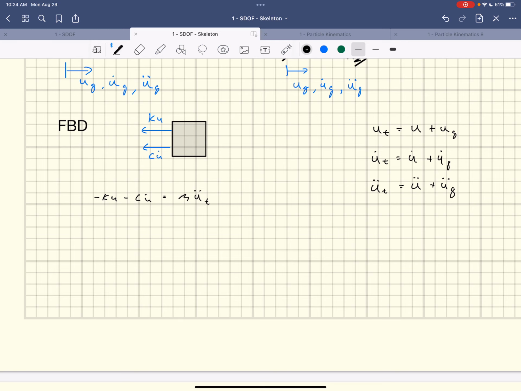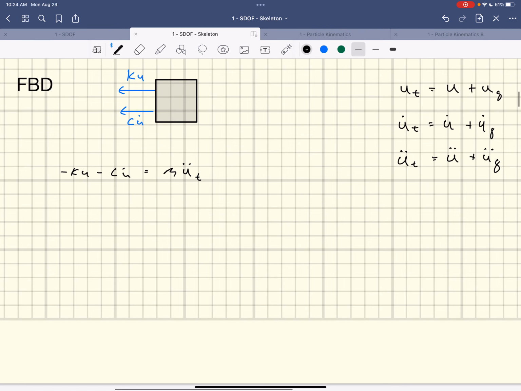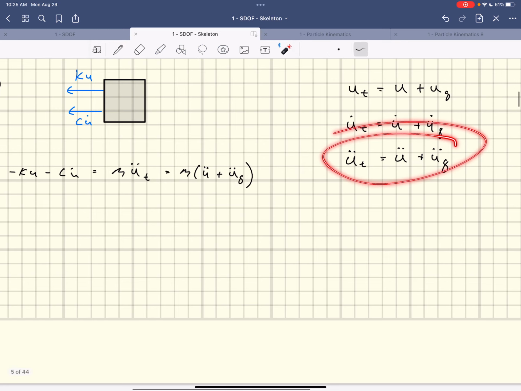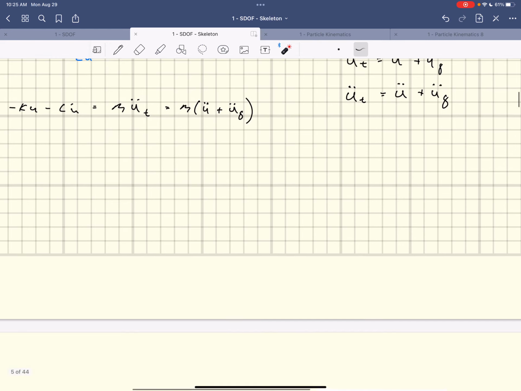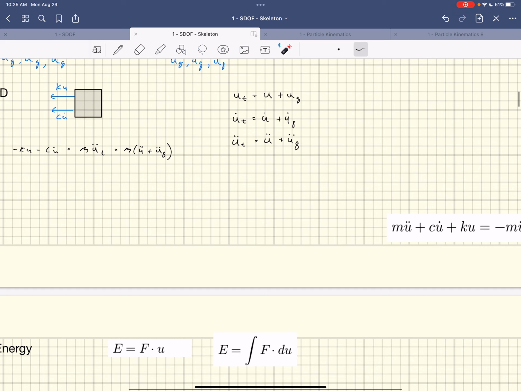But then U total we can expand. This is just mass times U double dot plus UG double dot. Right there, I can say what U total is. It's just the relative acceleration plus the ground acceleration, those two things added together. And so what I'm going to do is pull that U double dot out. You just rearrange that equation.